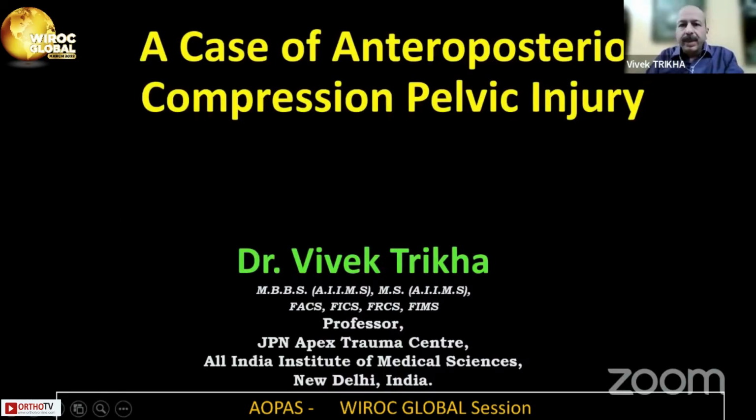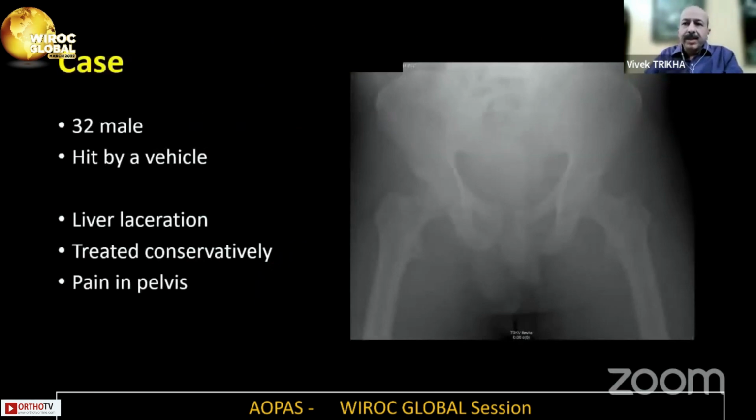This is a case of APC injury, which is slightly different from the routine ones. I'll just present the case and then we will have the discussions which we can have later. He's a 32-year-old male who was hit by a vehicle, had some abdominal injuries as well, which were treated conservatively, and had pain in pelvis. And this you can see is the MLC X-ray, which is normally got.